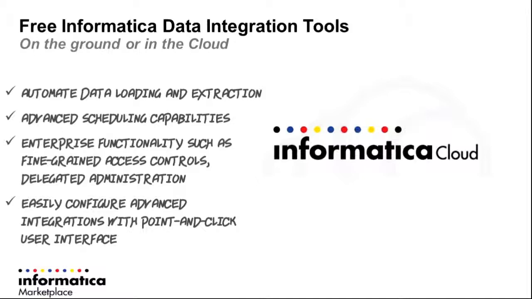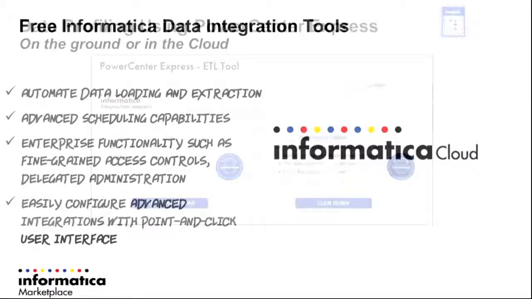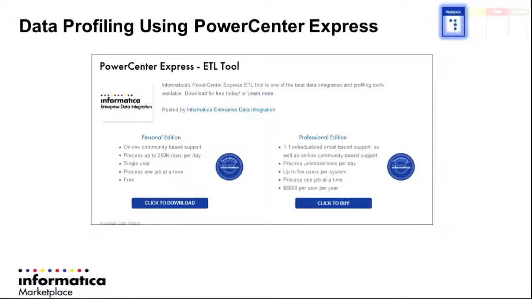But stepping back to our example of a data migration, the use case we're going to talk about here is we're going to take a flat file of contact data and move it from that source file into a relational database or an application. And so the first step, as we talked about in our Velocity migration methodology, is data profiling. The first tool we'll talk about is PowerCenter Express.